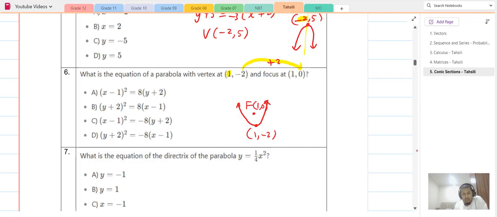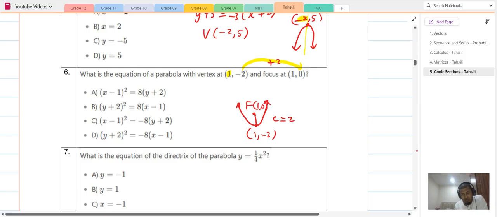So what is the equation? From 1 and -2 we went to 1 and 0. So what's the focal length? The value of c is positive. It is 2. Why is it positive? Because it's opening upwards. If it opens upwards, the value of c is 2.